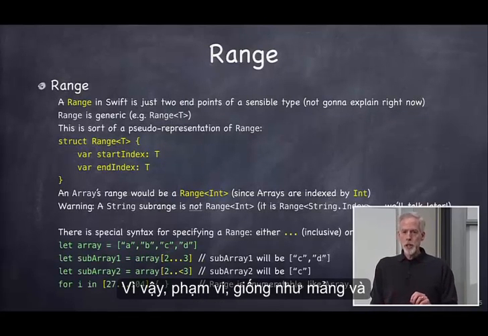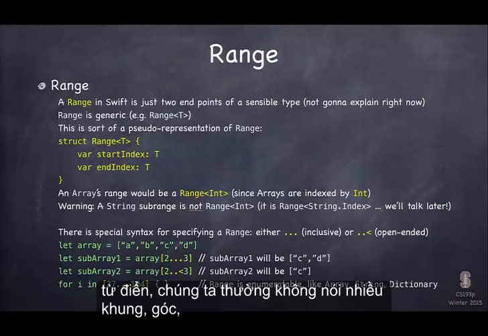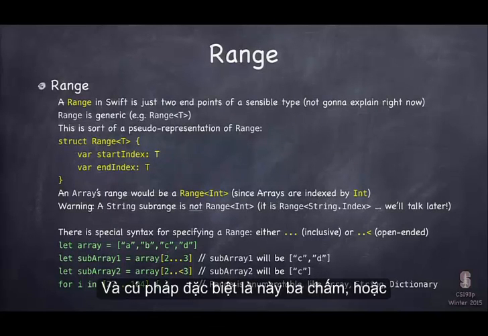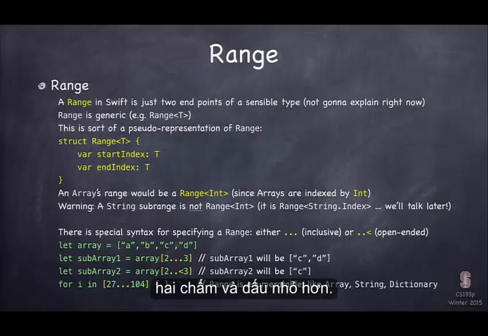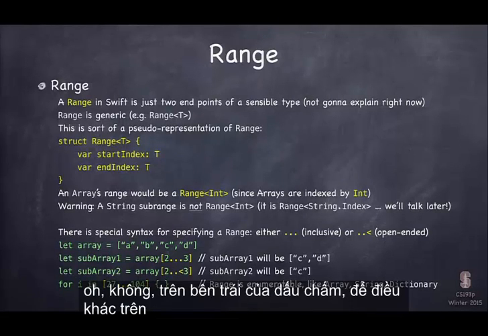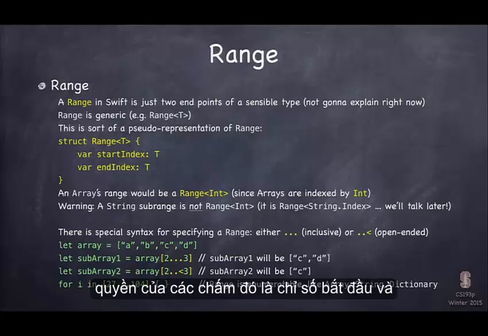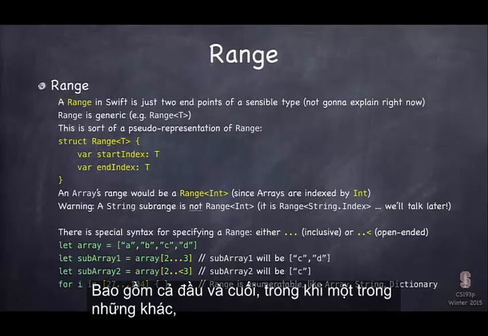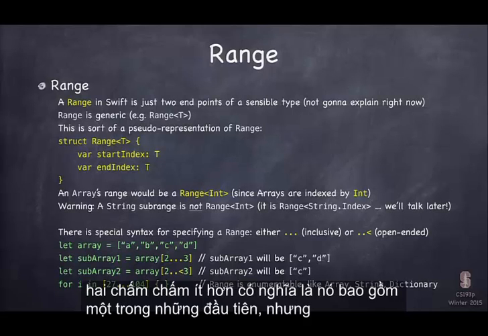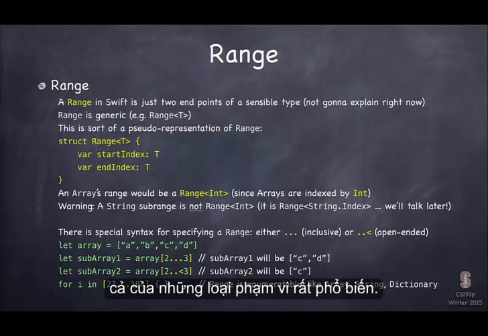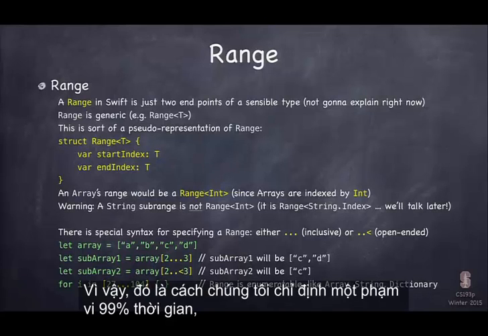So with ranges, just like arrays and dictionaries, we don't usually say Range<Int> equals something. We use a special syntax: three dots, or two dots and a less-than sign. The three dots means a range from the first thing on the left of the dots to the thing on the right. That's the start index and the end index, and it includes both. Whereas the other one, two dots and a less-than, includes the first one but does not include the second, so it's an open-ended range. Both of those kinds of ranges are common. So that's how we specify a range.